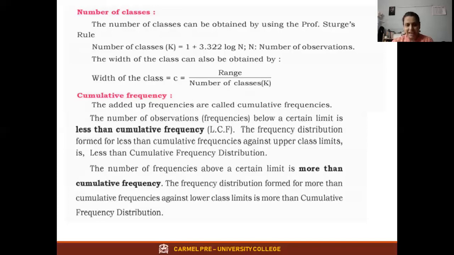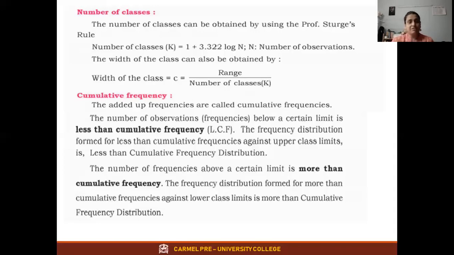One is LCF, which means less than cumulative frequency. LCF or less than cumulative frequency. Another one is more than cumulative frequency. It is highlighted. I think you can see it's dark and highlighted. The two types of cumulative frequency are LCF and MCF. MCF stands for more than cumulative frequency and LCF for less than cumulative frequency.